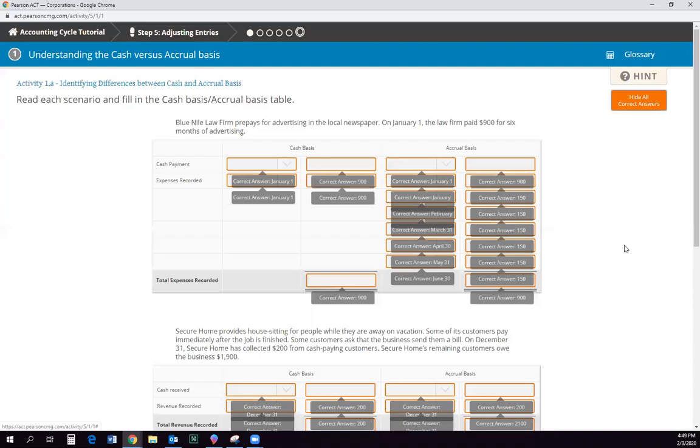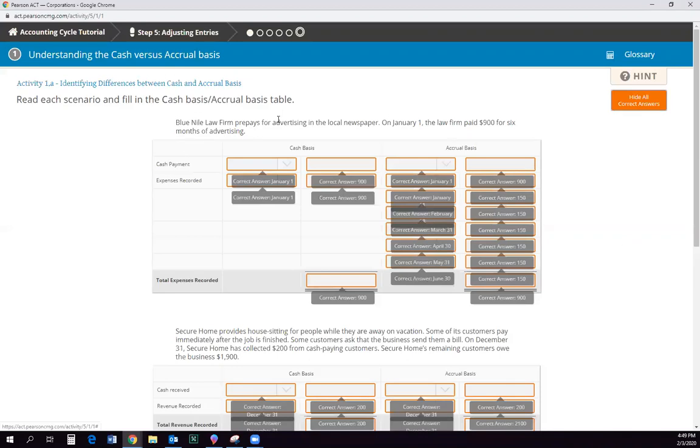What we're supposed to be doing is recognizing the difference between the cash basis for accounting and the accrual basis for accounting. Recognize that under the cash basis, we record revenue when we receive cash and expenses when we pay them, and that's it. Whereas under the accrual basis, we record revenue when we earn it, regardless of when we get paid, and we record expenses when we incur them, regardless of when we pay the money. So that's the big difference.